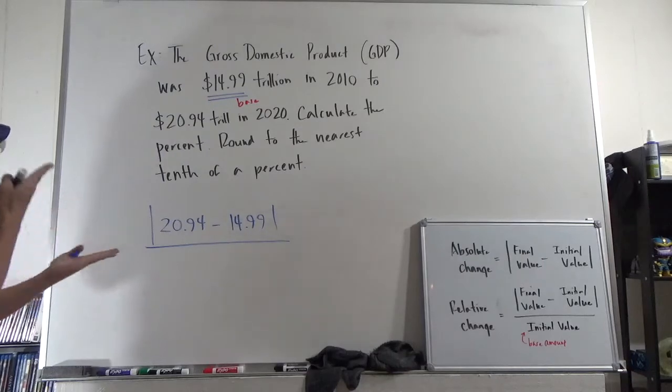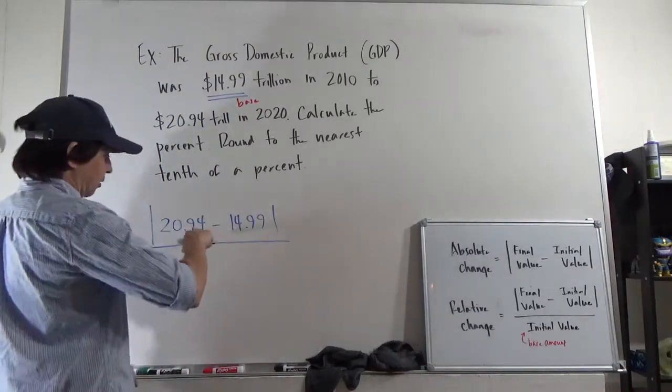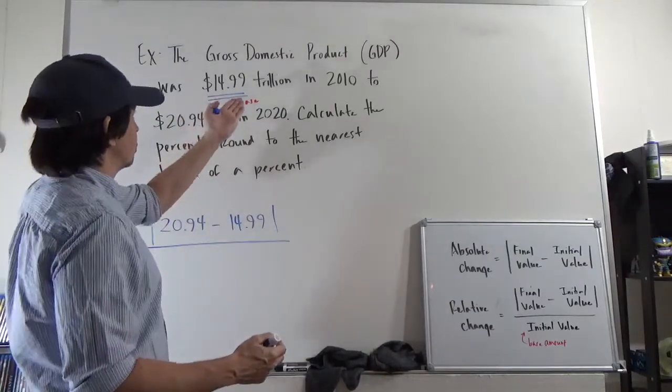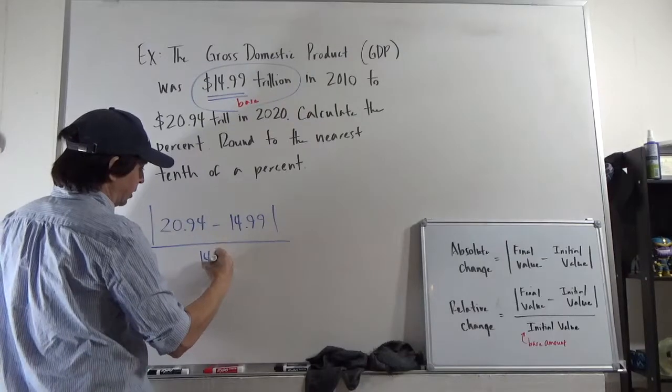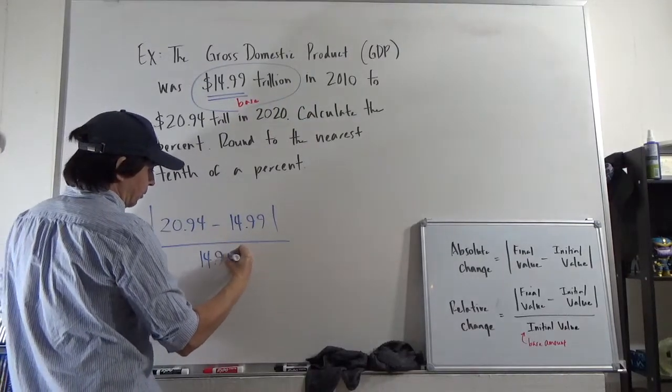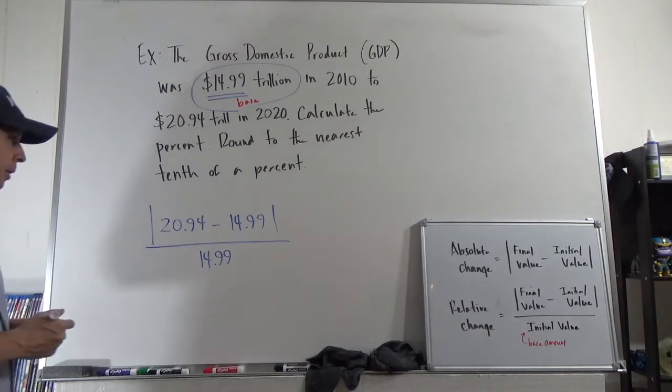Again, make sure you know which one it is. This is not initial and final. The way I've written it is final minus initial. Go back to your problem. Which one is the beginning point? I labeled there with base. Make sure you are not dividing by 20.94. You are referring to things as percent of the base amount of 14.99, where it started at. Okay.